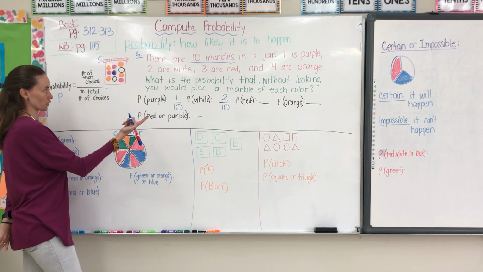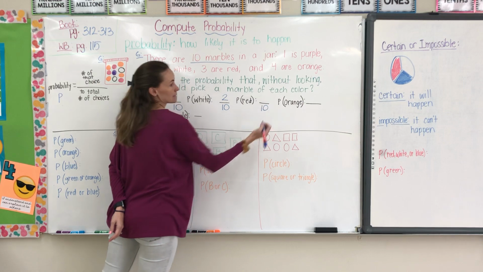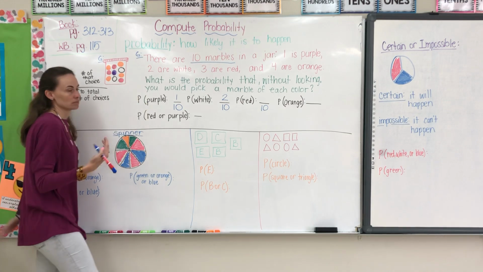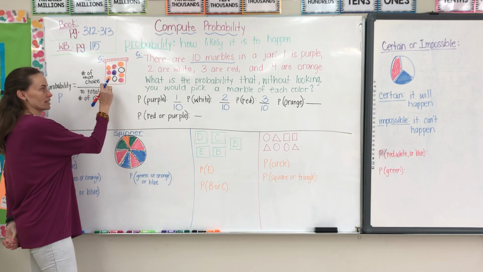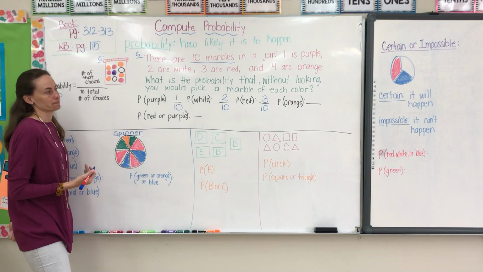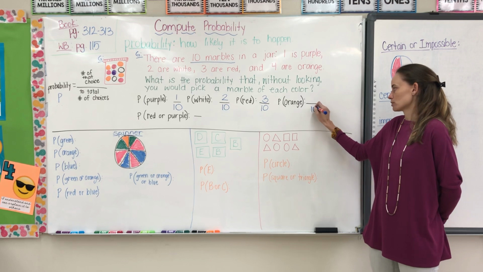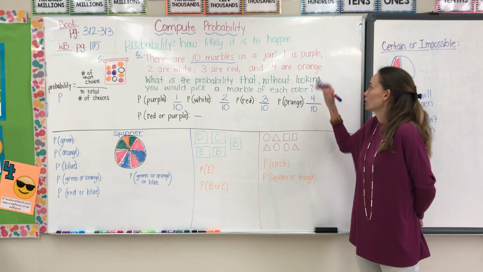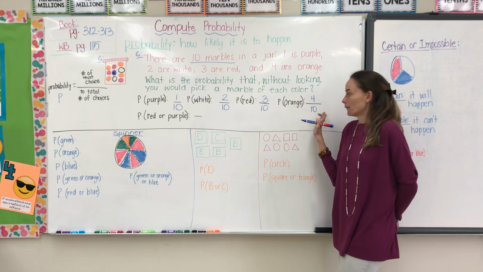Okay? For the red, same thing. How many total marbles do we have? 10. How many of them are red? 1, 2, 3. 3 of them are red. So we have a 3 out of the 10 chance probability of picking a red marble. The last one would be orange. Again, we have 10 marbles. How many are orange? 4. So we have the probability or the chance of getting 4 out of the 10 marbles.